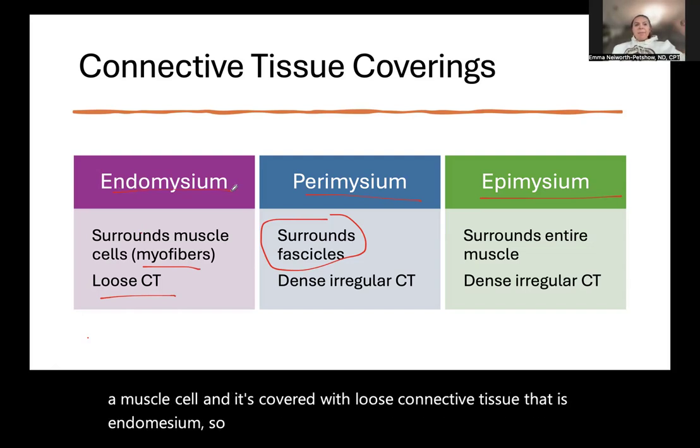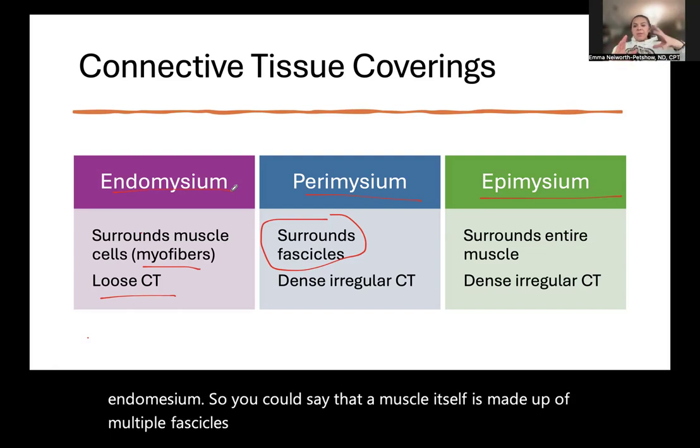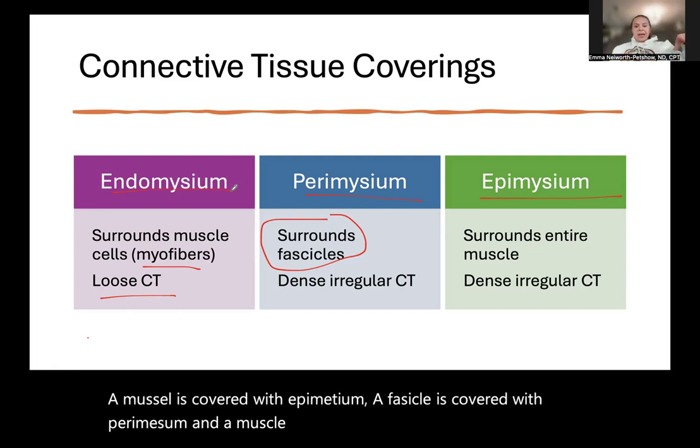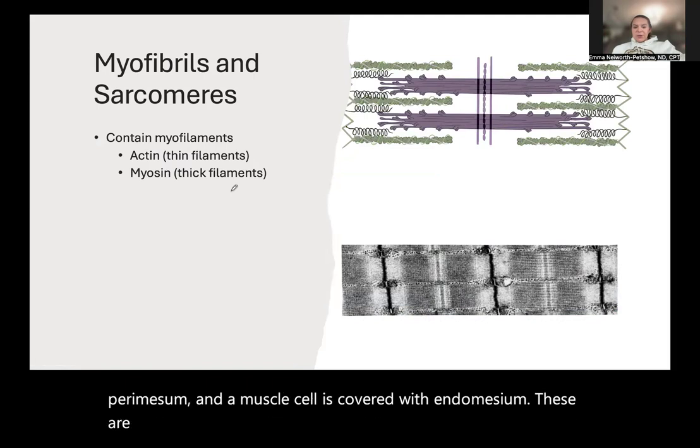So you could say that a muscle itself is made up of multiple fascicles, and a fascicle is made up of multiple muscle cells. A muscle is covered with epimysium, a fascicle is covered with perimysium, and a muscle cell is covered with endomysium. These are all connective tissue.